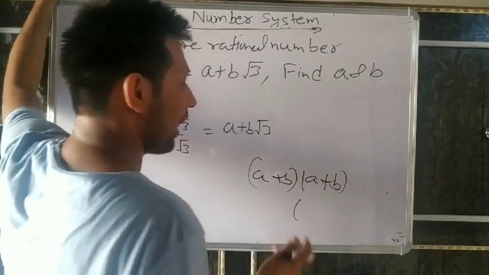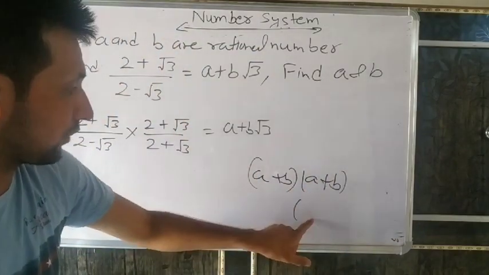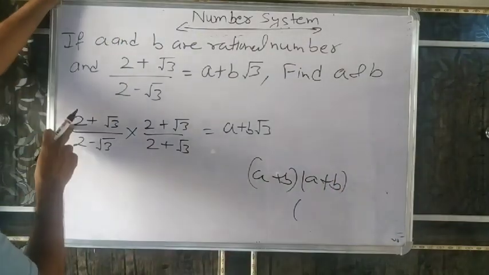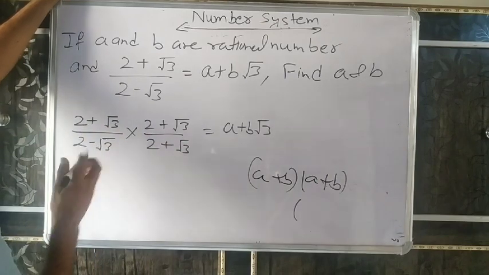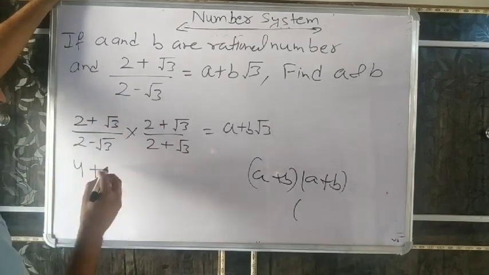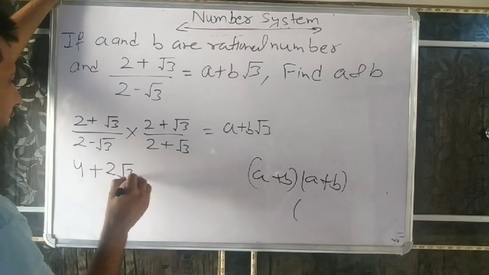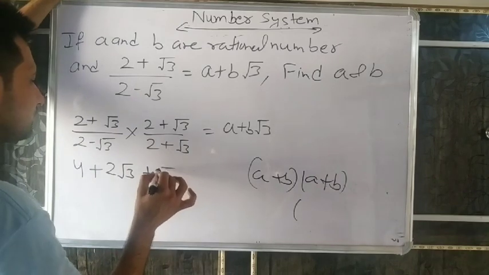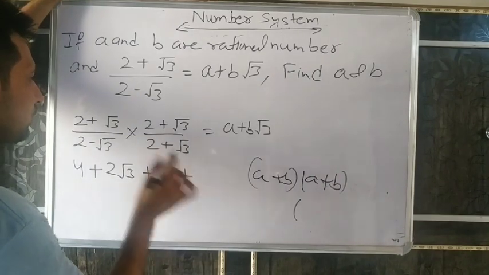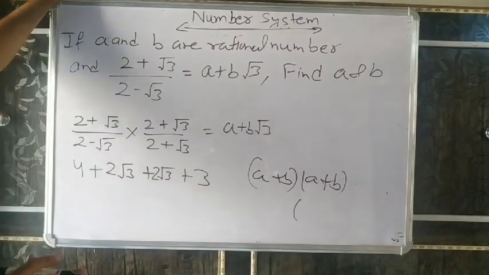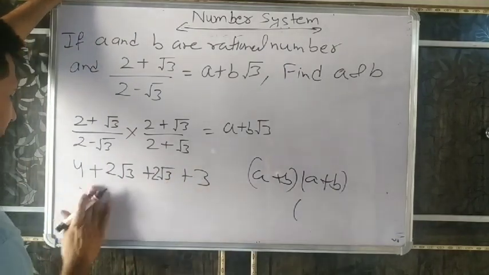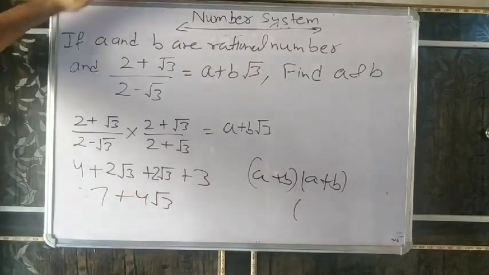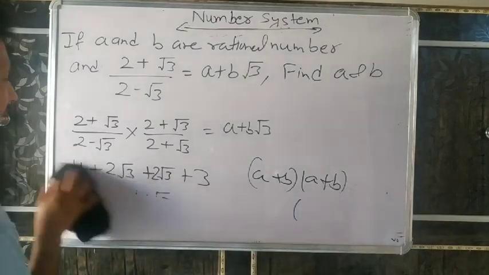How will you multiply (2 plus root 3) into (2 plus root 3)? 2 into 2, 4. Plus 2 into root 3, 2 root 3. Now root 3 multiplied to the second binomial: root 3 into 2, 2 root 3, plus root 3 into root 3, 3. So 4 plus 3, 7, and root 3 times 2 plus 2, 4 root 3. Otherwise, you can open it directly by using a formula.